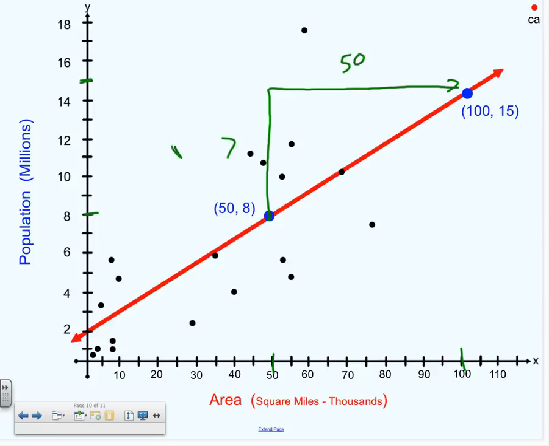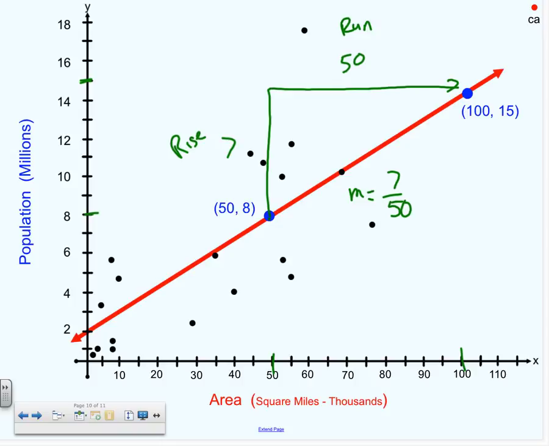All right, so our rise over our run would be 7 over 50. So our slope equals 7 over 50. And that's not a very nice number to work with, but lots of times in difficult problems, that's what they do. They give you interesting numbers to work with. So now we've got the slope. How can we find the y-intercept?